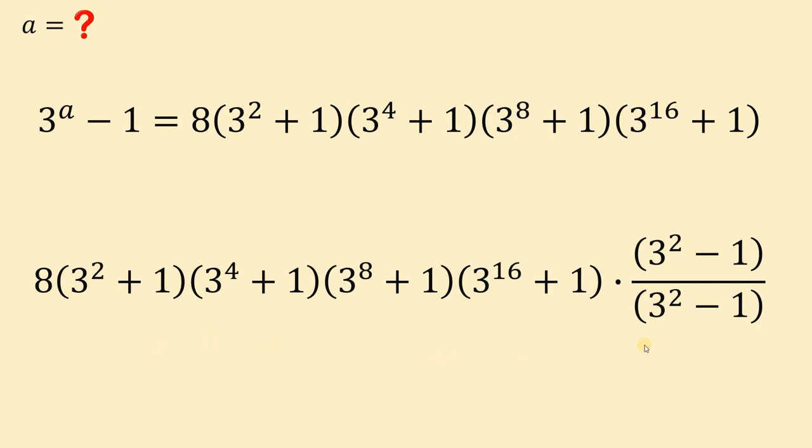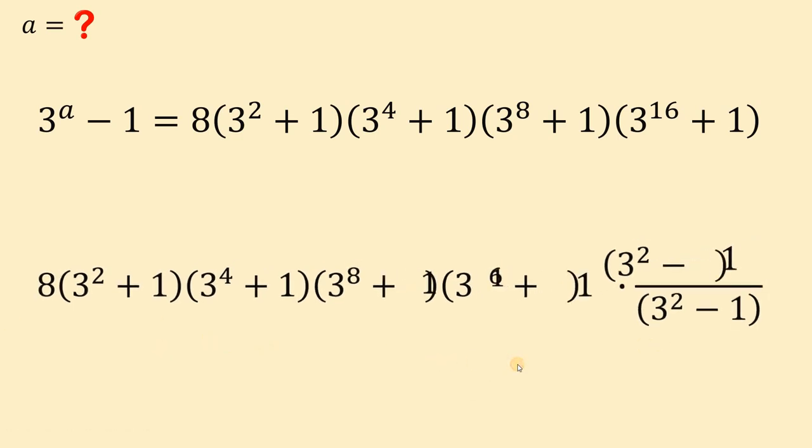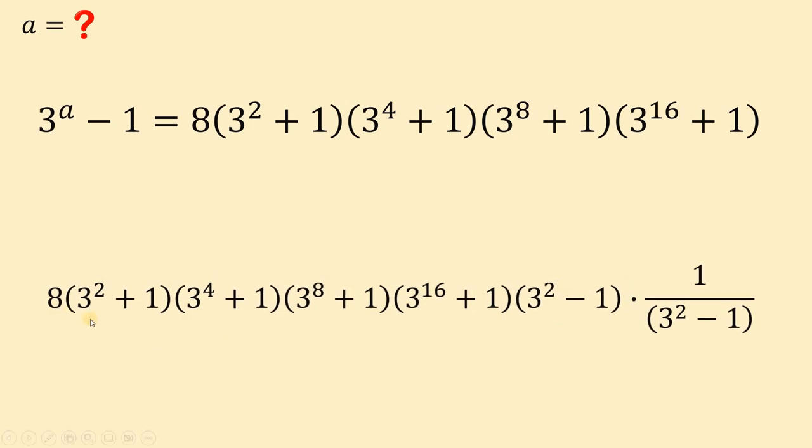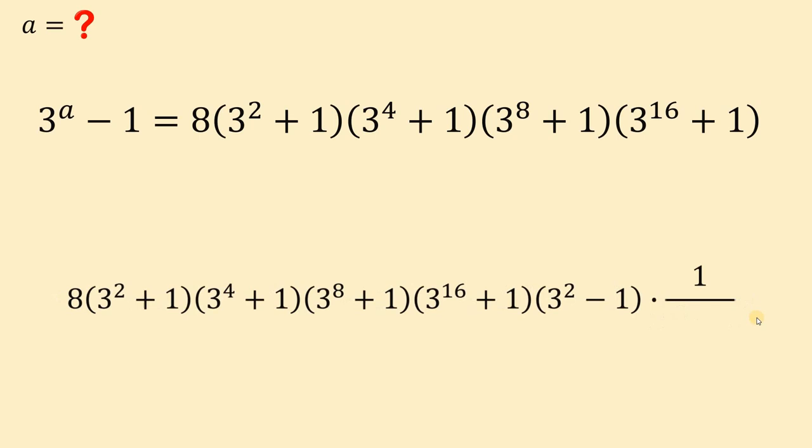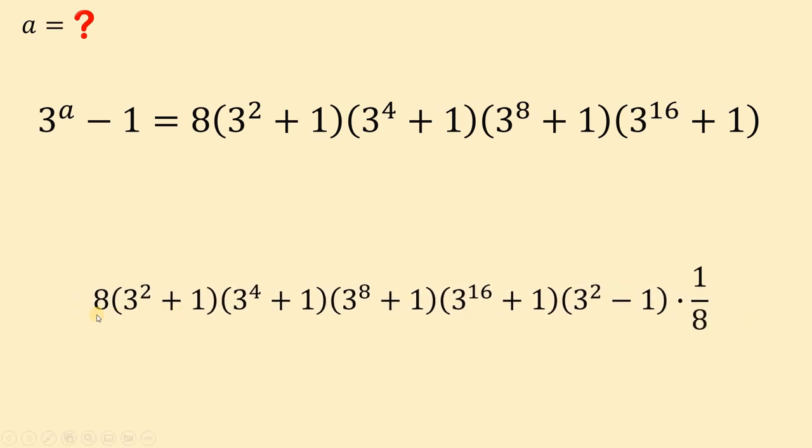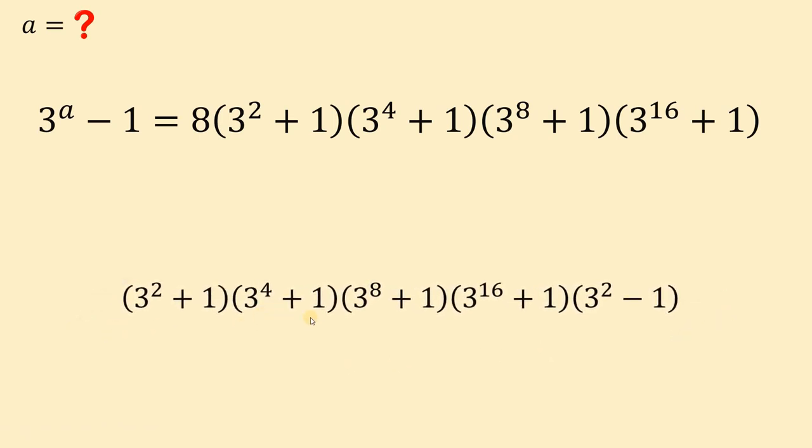Alright, so first let's simplify. So this is the same thing as 8 multiplied by the whole term times 1 over 3 squared minus 1. Why do we do that? Because 3 squared minus 1 is 9 minus 1, or simply 8. So we can now cancel out 8 in the numerator and 8 in the denominator. So the remaining term must be (3 squared plus 1) times (3 raised to the 4 plus 1) times (3 raised to 8 plus 1) times (3 raised to 16 plus 1) times (3 squared minus 1). Now, rearrange some terms a little bit.